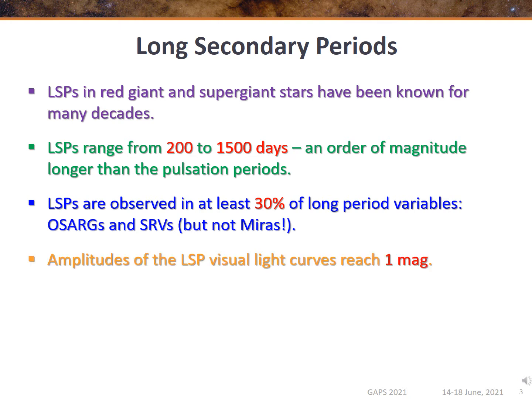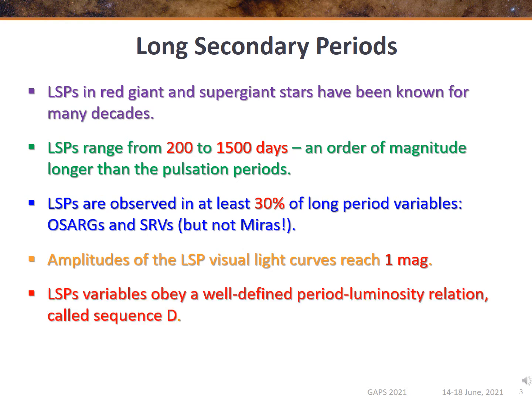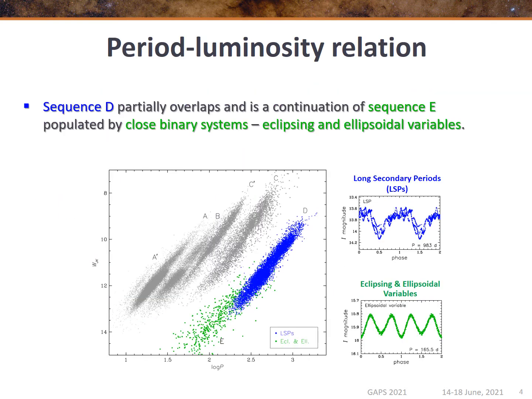The visual amplitudes of the LSP variations reach 1 magnitude, and LSP variables obey well-defined period-luminosity relations discovered by Peter Wood and labeled by him with the letter D. It's important to mention that sequence D is a continuation of sequence E, populated by close binary systems containing a red giant as one of the components. These are eclipsing and ellipsoidal variables. This is a hint that the LSP phenomenon has something in common with binarity.